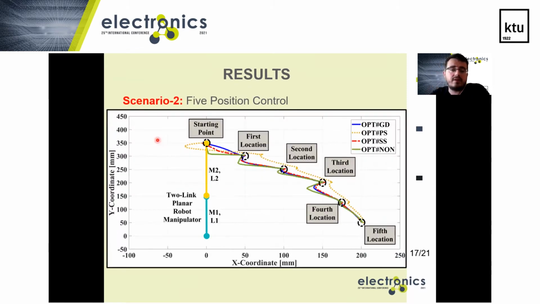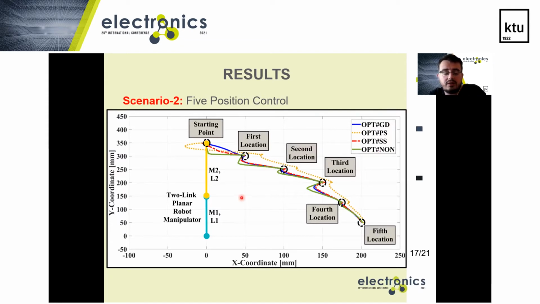Let's check the 5 position control results. Again, we put the robot manipulator on the origin in the XY coordinates. As I said, there are totally 5 locations. There are totally 4 graphs because, as I said, I have used 3 different optimization algorithms, and an extra one where there is no optimization, just the trial and error method. We want to compare the 4 of them.